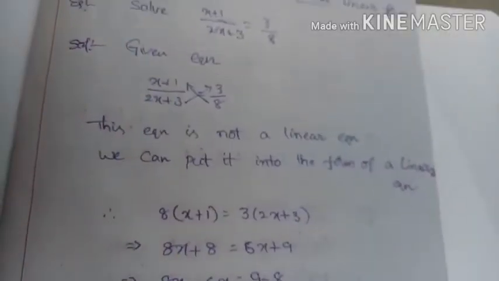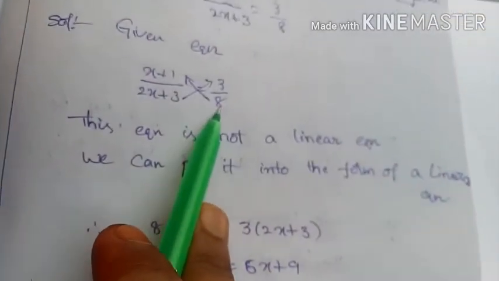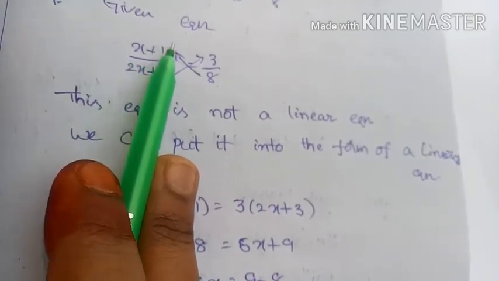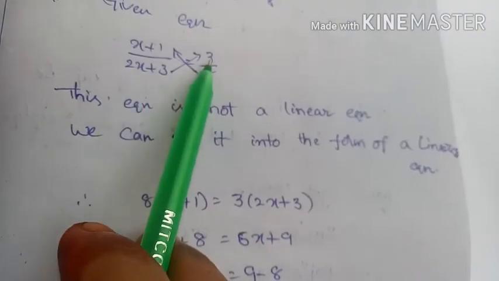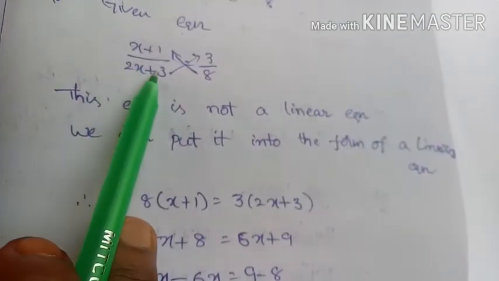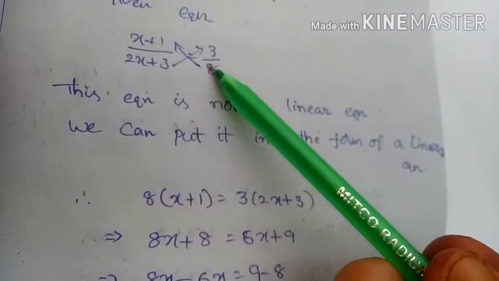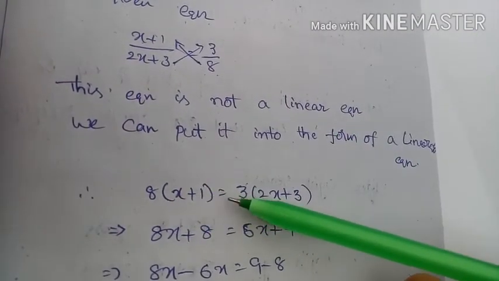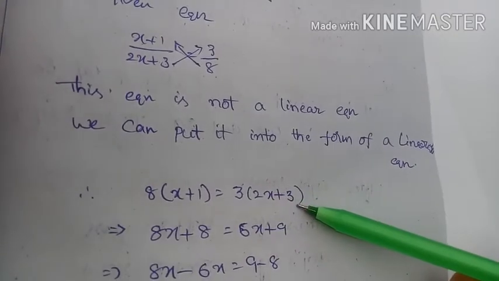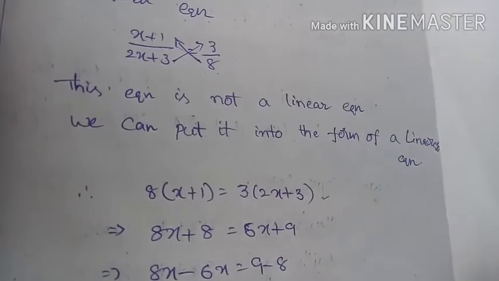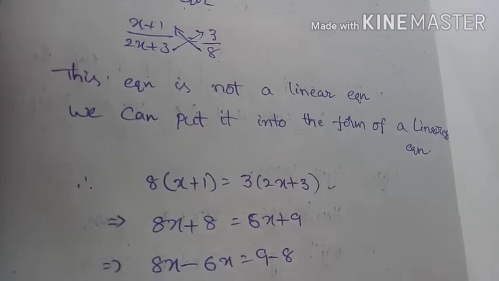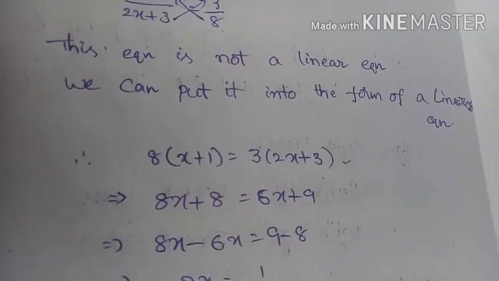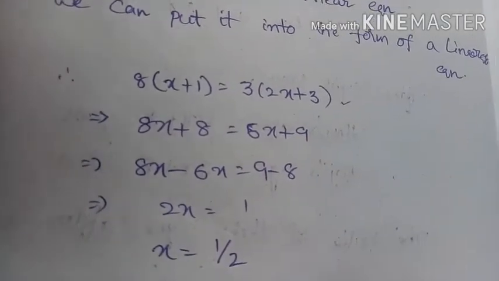How can you do the cross multiplication? What is the denominator in the RHS? 8. 8 should be multiplied with (x plus 1) is equal to 3 multiplied with (2x plus 3). Cross multiplication only. So then you will get 8 into (x plus 1) is equal to 3 into (2x plus 3). Now tell me, is it a linear equation or not? Yes, it is a linear equation. So as usual, you have to solve that equation.